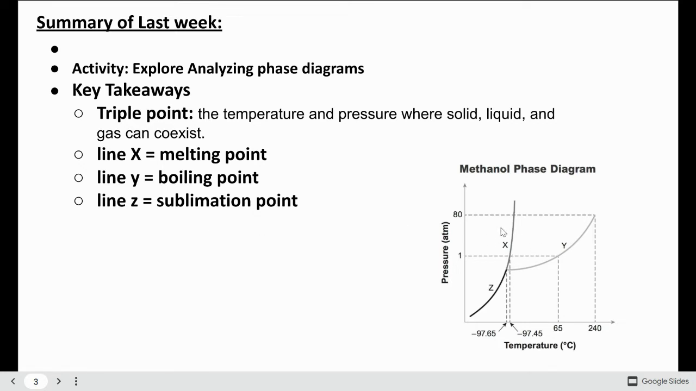So from the triple point up is line X. On the left side of the line is a solid. On the right side of that line is a liquid. So that would be the melting point. Line Y going from the triple point up, above line Y is liquid. Below is a gas. So that would be the boiling point. And then from the triple point back to the corner of the graph is line Z. Above is the solid phase. Below is the gas phase. And that would be the sublimation phase for the substance.